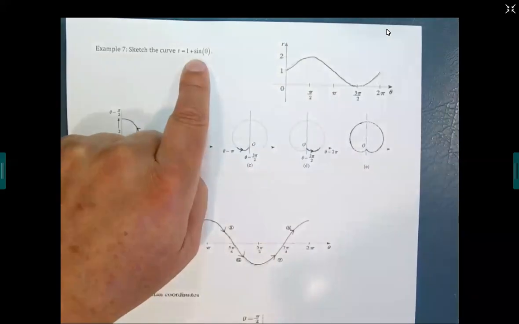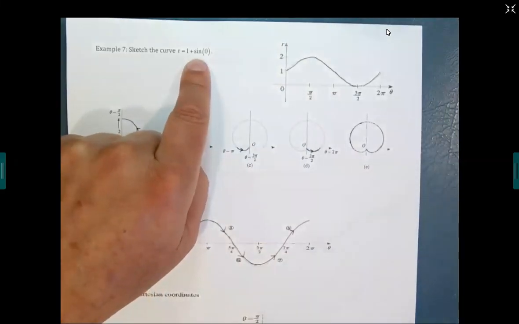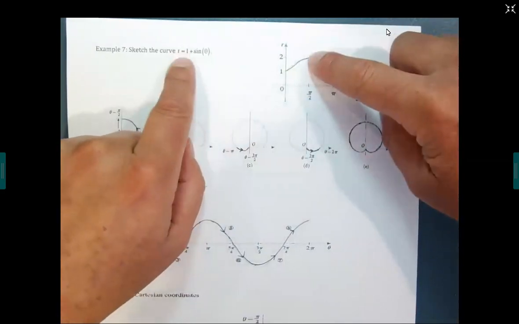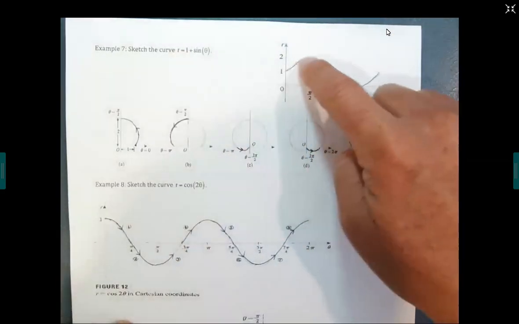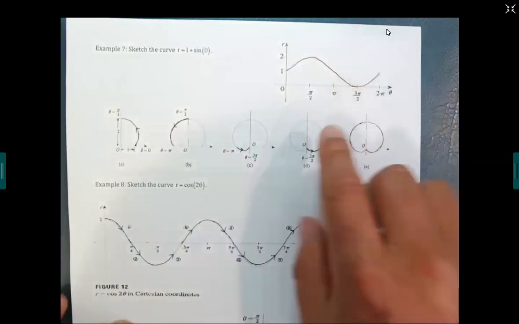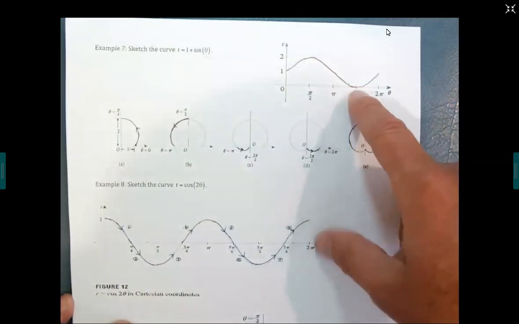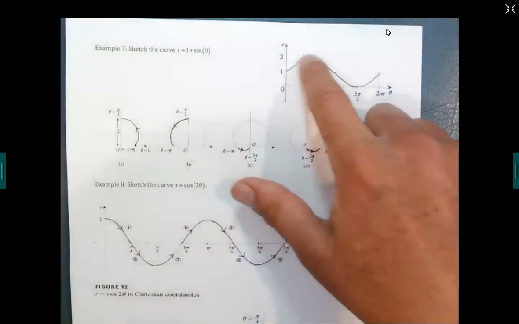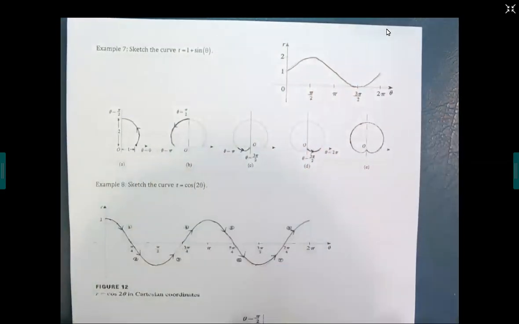And the largest this will be is when sine is equal to 1. That's going to be at pi over 2, and you can see at pi over 2, it's a distance of 2, 1 plus 1. So you can really see that there. And here, r is 0. So let's walk through how we translate this into this.